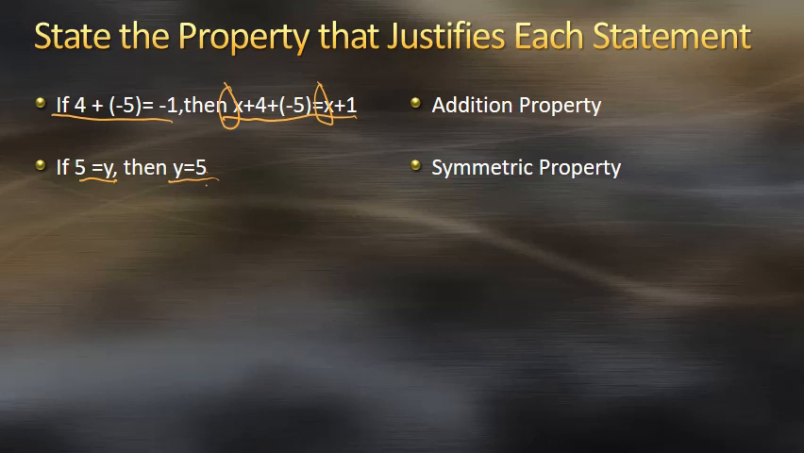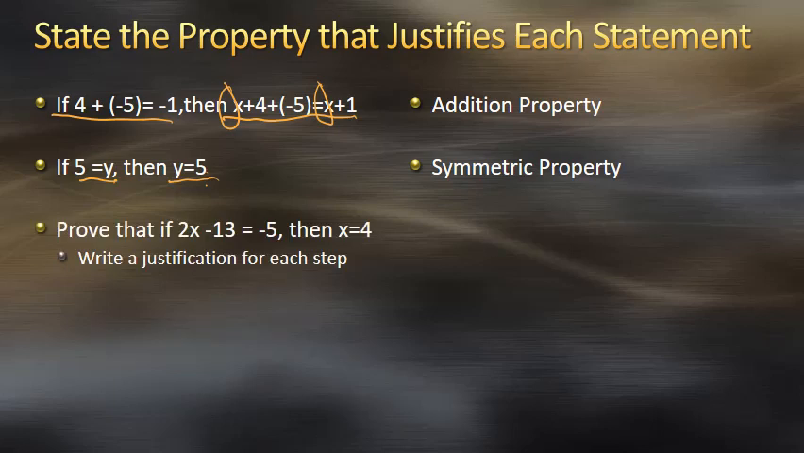All right, well, those aren't too bad. Now we'll do one where we have a few steps involved. So here we need to prove that if 2x minus 13 equals negative 5, then x equals 4, and it says to write a justification for each step. The 2x minus 13 equals negative 5 is our given, and we're asked to prove that in that case, x equals 4. So this is what we're setting out to prove.